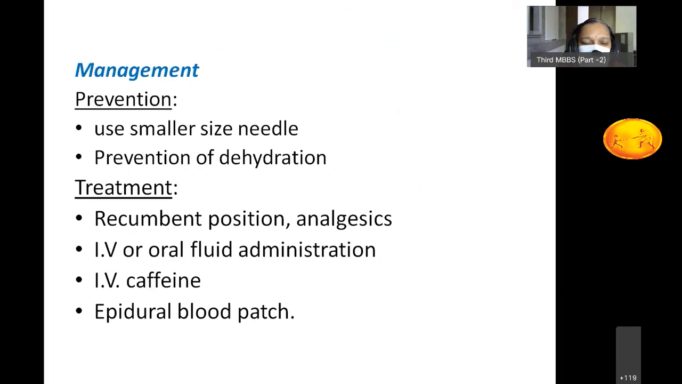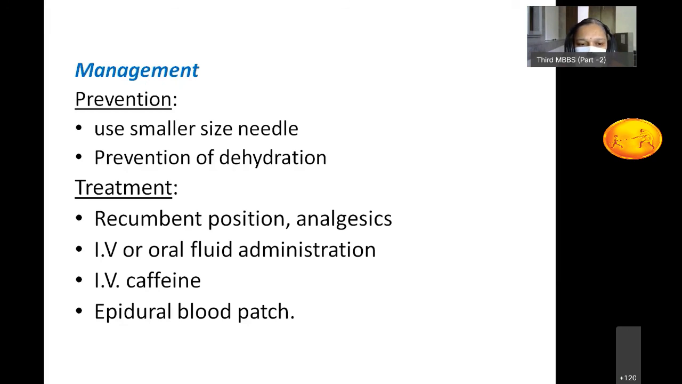Management: there can be prevention of this headache with the use of a smaller size needle, as I have mentioned. That is, if we are using a 25 gauge needle, the chances of this headache are less. Again, pencil point needles also have a small number of cases with the headache. Then prevention of dehydration. If you are giving an adequate amount of IV fluid to the patient, then the incidence of this headache is also less.